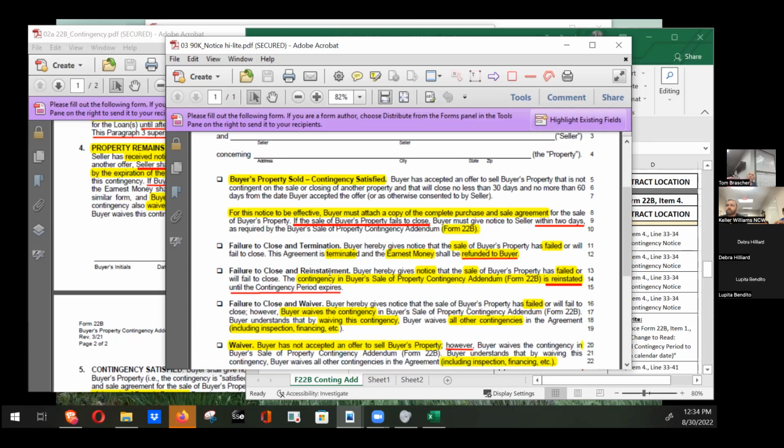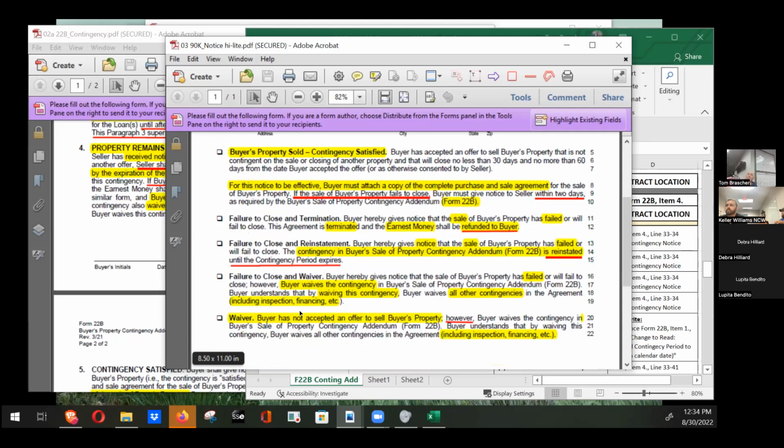Or if I don't have enough time to reinstate and the time's run out, I can turn around and say, wait a minute, I got failure to close, but I'm going to waive. And if I waive, then I also have to waive all my inspection, financing, and everything else, and move to closing. And the other waiver is a pure waiver: anytime during this period, the buyer can turn around and say, I'm just waiving everything. If they tried to sell their house and it just sat on the market, they're like, well, we've got the cash, or the loan came through, where I have enough to do it without it. Let's just go for it.